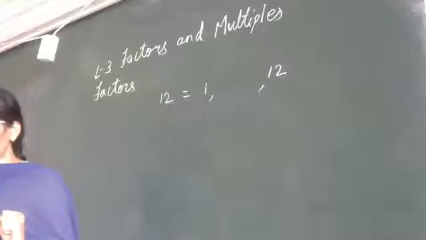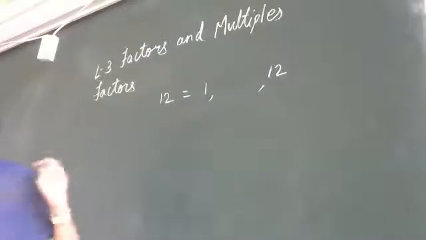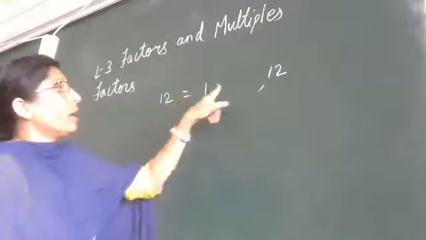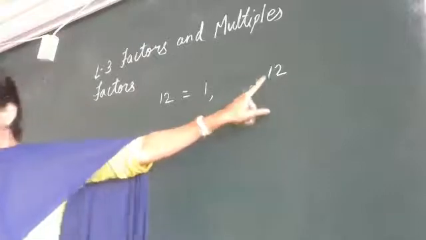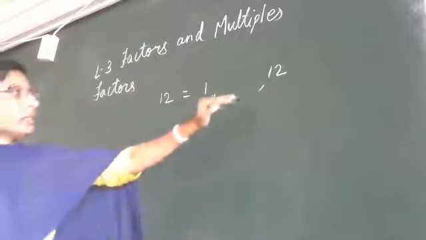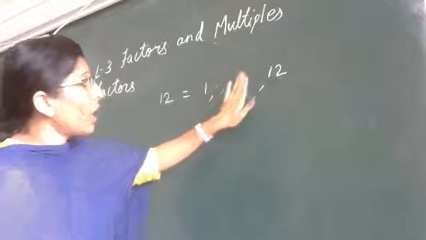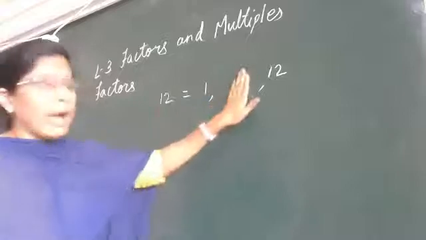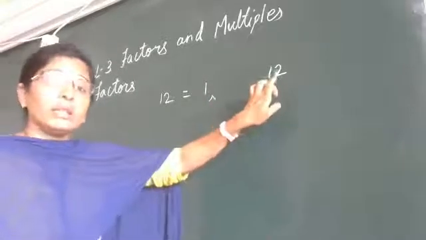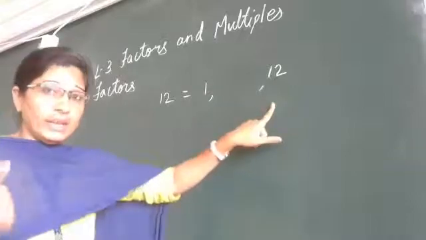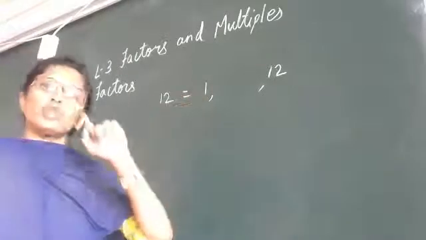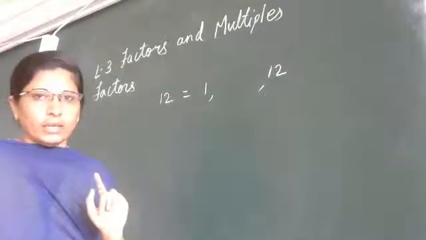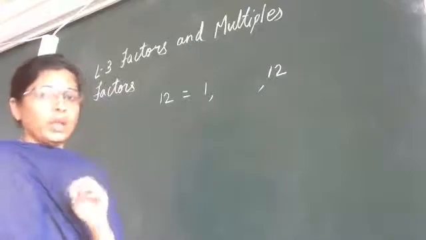Yes, okay. So these are some properties. Now one more is there. Every factor, all the other factors will be less than the number. So the number itself will be the greatest factor and 1 will be the smallest factor. And 1 is the factor for all the numbers. These things you have to remember.